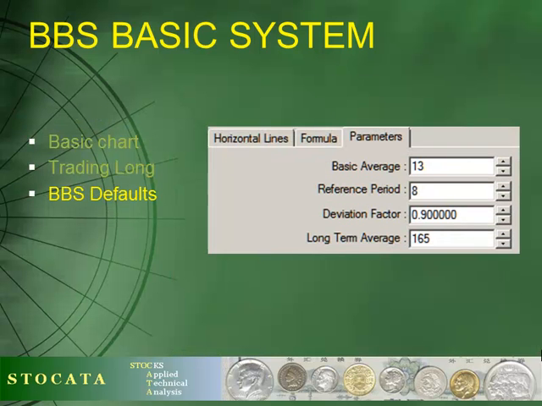BBS uses 4 settings: a reference average for the bands with a default of 13, a look back reference period looking at price volatility with a default of 8, a band's deviation factor from the reference average with a default of 0.9, and finally a long-term moving average set at a default of 165. This long-term average will be used as an extra filter for opening short trades only.